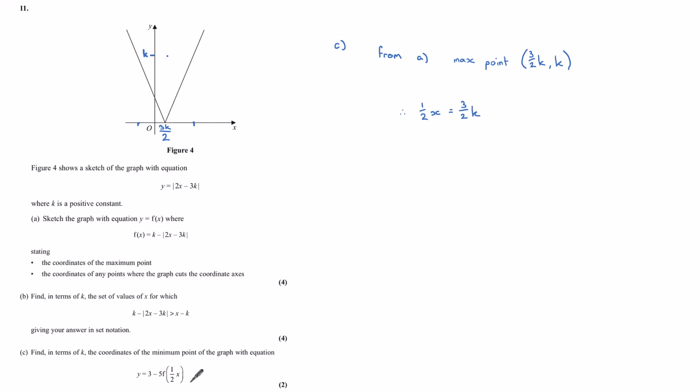And so we've got half x going into this function. We know the x value to be 3/2 k. So we've got half x is equal to 3/2 k, which means my x value, multiplying both sides by 2, is going to be 3k. I know the maximum value to be k, so y will just be equal to 3 minus 5k. And so the coordinates of my minimum point will be 3k for x, 3 minus 5k for y, and that will be the minimum point on my graph with this equation.